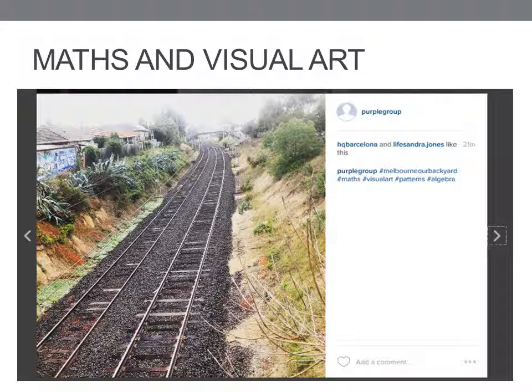The first of these photos was taken just outside my house of the train lines. When looking from a mathematics perspective, a photo like this can be used for basic algebra work and pattern finding, problem solving, or issues with speed and time. When looking at this from a visual art perspective, you can talk about line, colour and perspective.